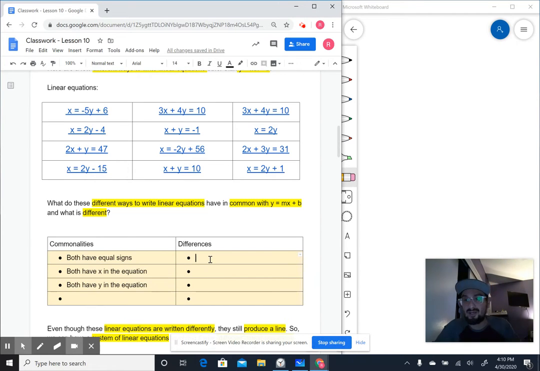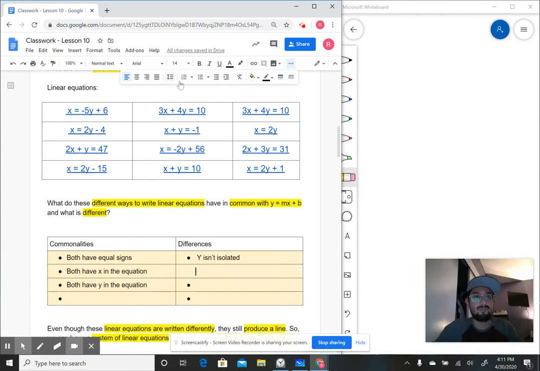For this one, the difference is y isn't isolated. Y is not by itself like in y equals mx plus b. People also said we don't know the slope from the other equations. People were also saying it's formatted differently. Okay, these are formatted differently. Yeah, they are.